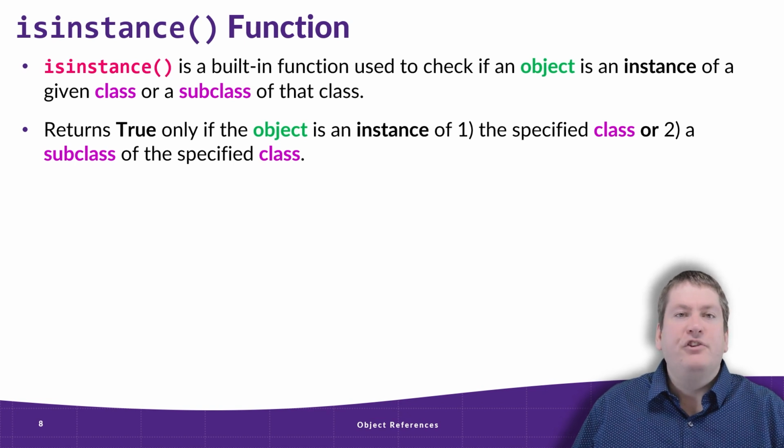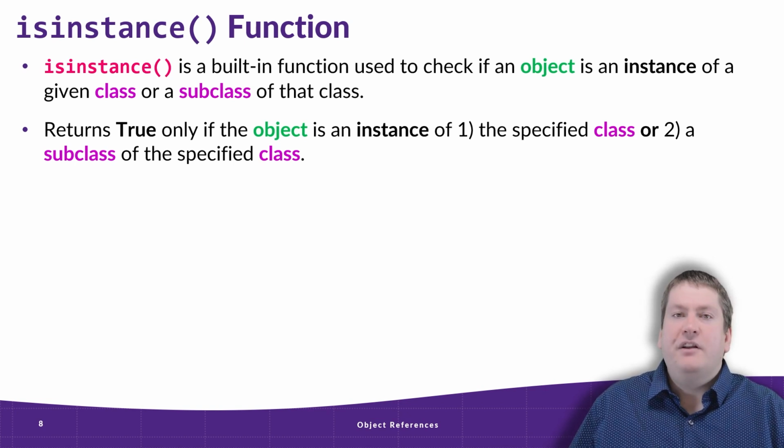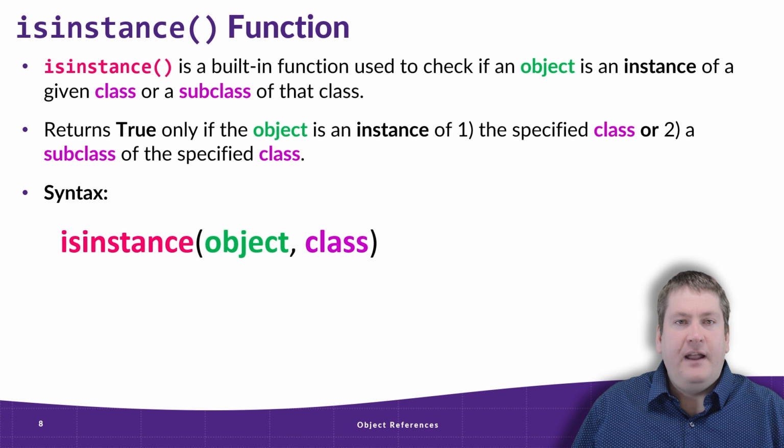I'm not really going to get into hierarchies of classes in this course or inheritance, so don't worry too much about what a subclass is. For our purposes, isinstance is going to tell us if an object is an instance of a particular class. And it's going to do that by only returning true if the object is an instance of the class or a subclass that's specified. So let's take a look at the syntax.